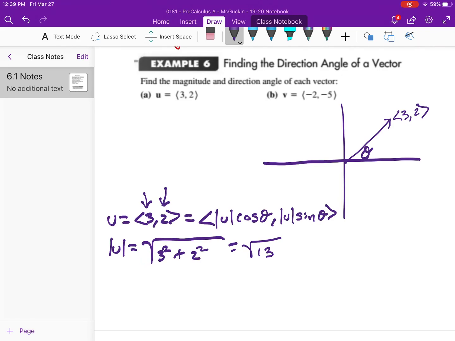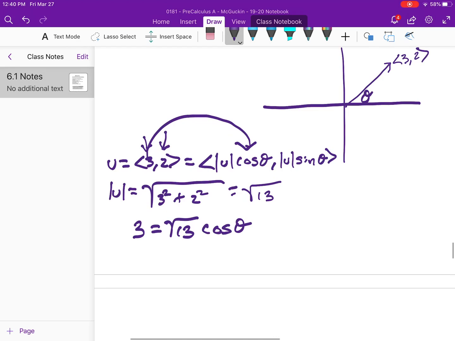Well, now we put ourselves in a scenario where we can utilize our inverse trig functions and the values of our component form to solve for a missing angle. I know that the horizontal component of this vector is 3. But I've also already stated that the horizontal component also equals the magnitude times the cosine of the direction angle. And so the magnitude is the square root of 13 multiplied by the cosine of theta.